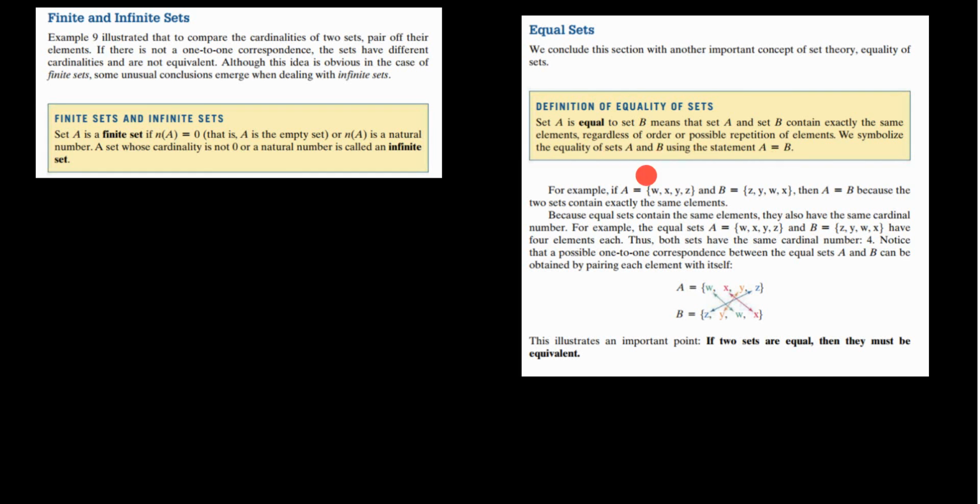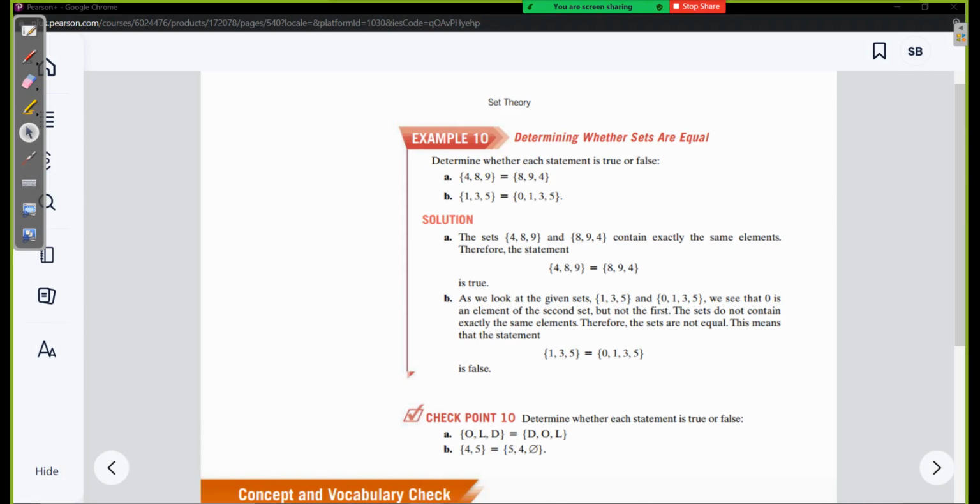So for example, if A is equal to {W, X, Y, Z}, that's in alphabetical order, and B is {Z, Y, W, X}, then we can say that A is equal to B because the two sets contain exactly the same elements. They might be rearranged in some way, but they are the exact same. And this basically hammers the point in even more. And we can go to example 10.